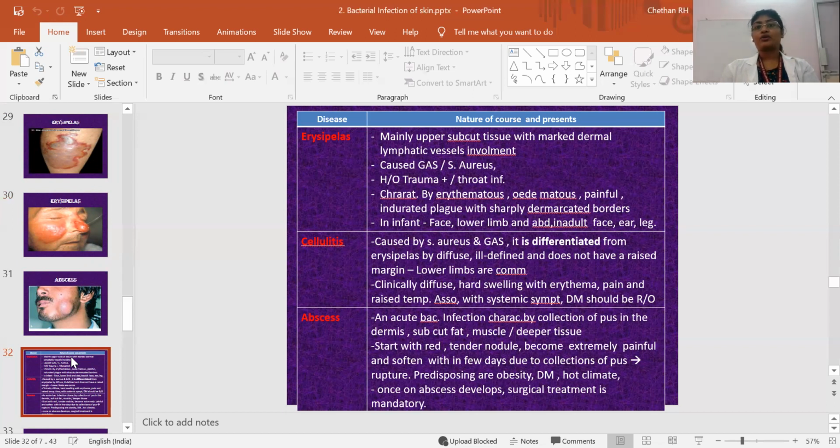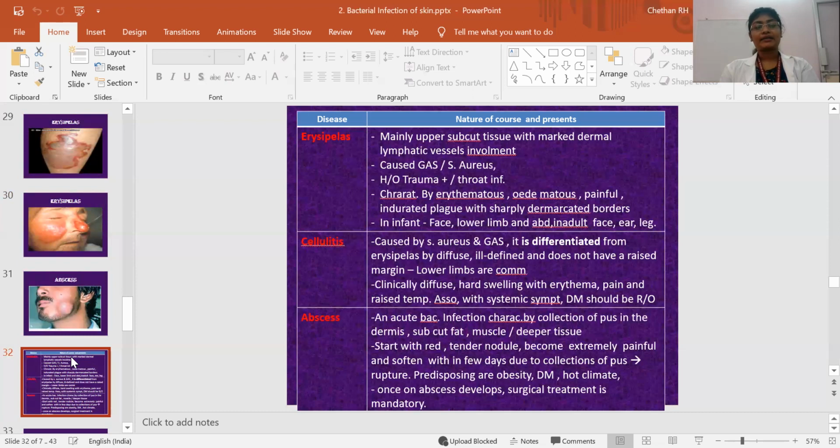There will be a raised or localized raised temperature, which is associated with systemic symptoms. Diabetes mellitus should be ruled out. So cellulitis usually involves the lower limbs, and clinically there will be diffuse hard swelling with erythema, pain, and raised temperature, with edema, tenderness and systemic manifestations, and diabetes mellitus has to be ruled out. Next is abscess.